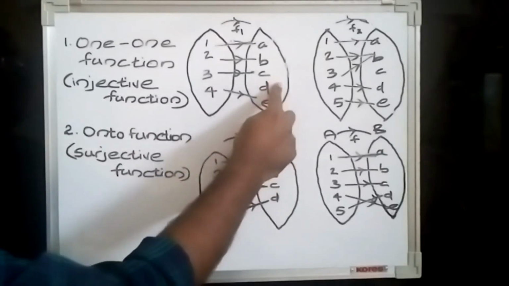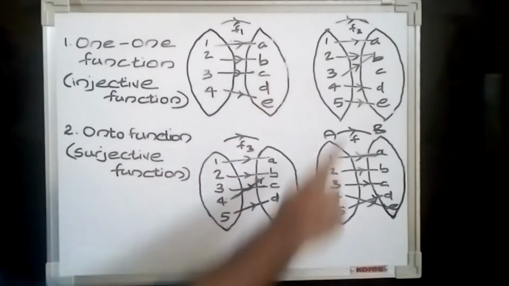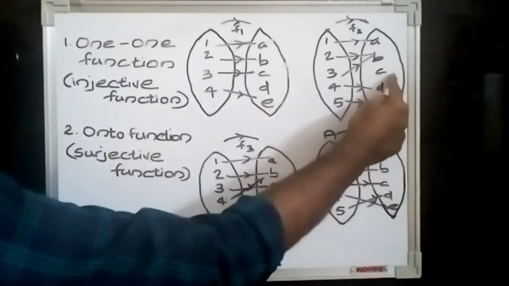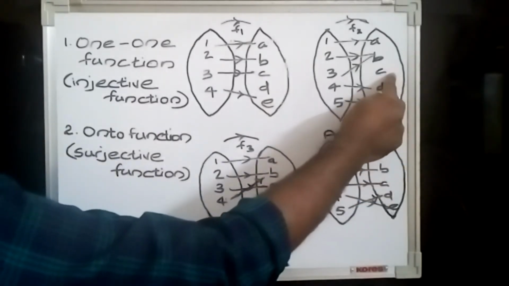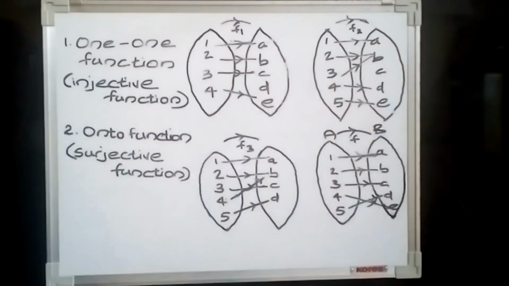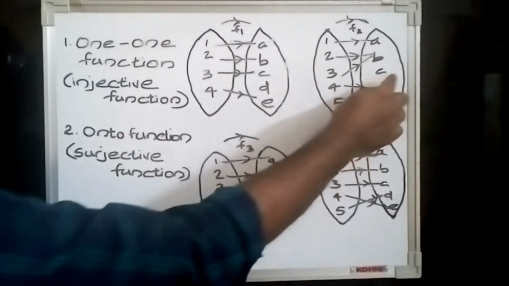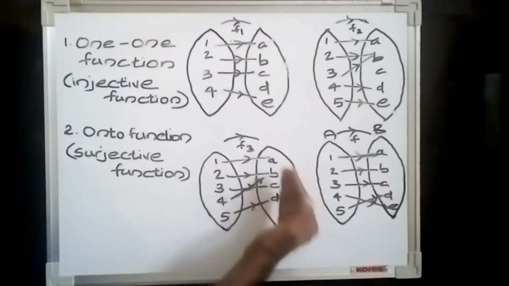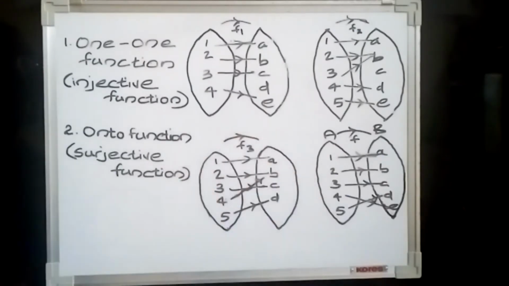It is not an onto function. It is also not an onto function. Why? The element C in the second set has no pre-image in the first set. Therefore, f2 is also not an onto function. Is f3 an onto function? Yes. f3 is an onto function because every element in the second set has a pre-image in the first set.